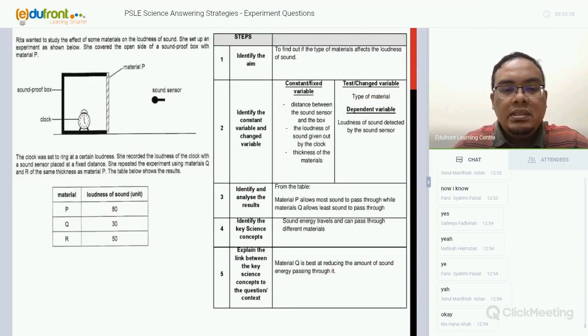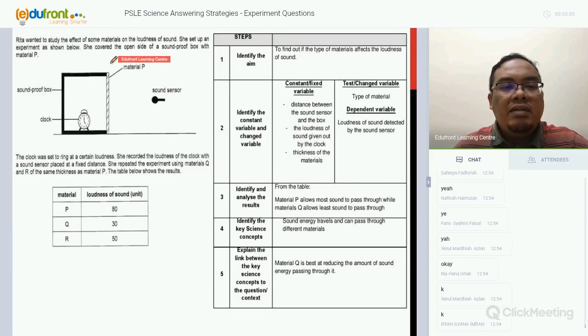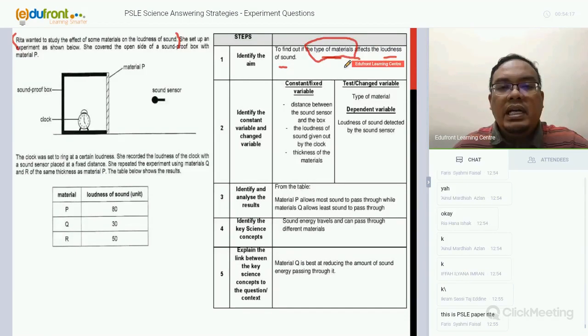All right. Now let's take a look at the next question. Another example. I'll just give you a few examples. It's almost 5 more minutes to 9. Don't worry, I will go a little bit quickly. So this is another example about energy, sound energy. Rita wanted to study the effect of some materials on the loudness of the sound. So you can see that again, the aim of the experiment is given to you. The aim of the experiment is to find out if the type of material affects the loudness of the sound. So you can see here in the aim of the experiment, this is the change variable. The aim of the experiment must have the change variable. Please take note.